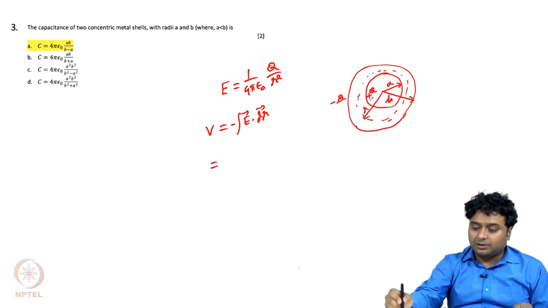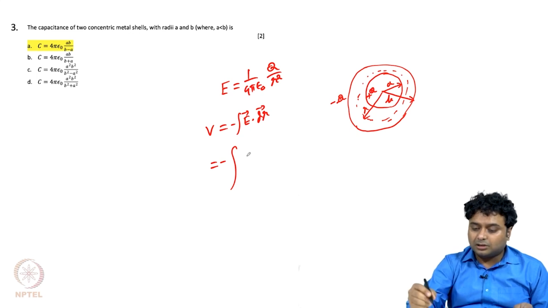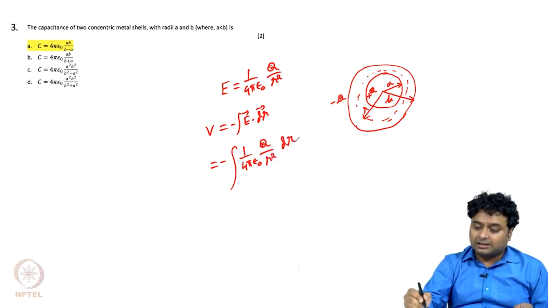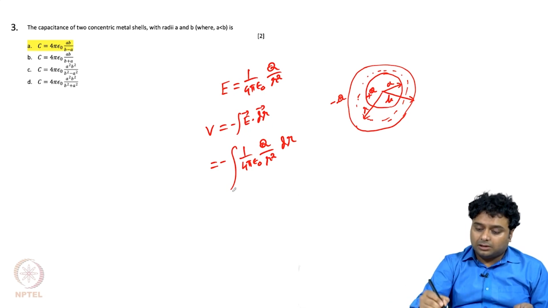So the potential difference between the inner and the outer sphere will be this. I am removing the vector signs because E and D are all pointing in the same direction, so it will ultimately be cos 0 = 1. So it is 1 by 4 pi epsilon naught into q by r square dr. Now what is this radius? Radius is from A to B, the potential generated between the inner sphere and the outer sphere, where the inner sphere radius is A and the outer sphere radius is B.